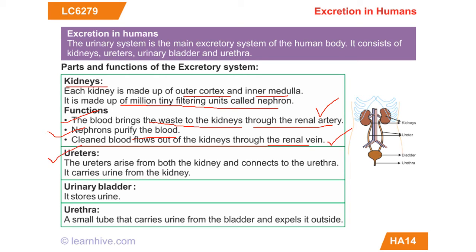Then ureters. The ureter arises from both the kidneys. That means these two ureters are connected to both the kidneys, and this ureter is connected to the urinary bladder and it is connected to the urethra. So what is the function of the urinary bladder? It stores the urine. Once it is filled, you will feel like going to pee, and from the urethra, which is a small tube, the urine is carried from the bladder and expelled outside.